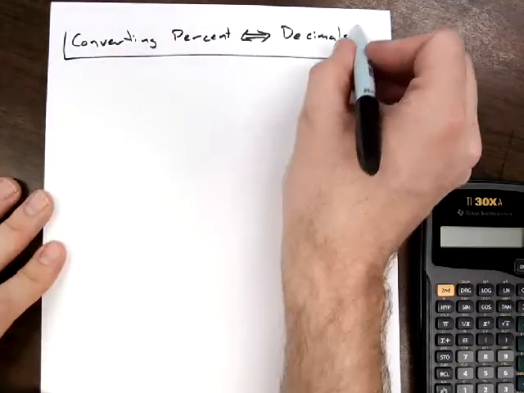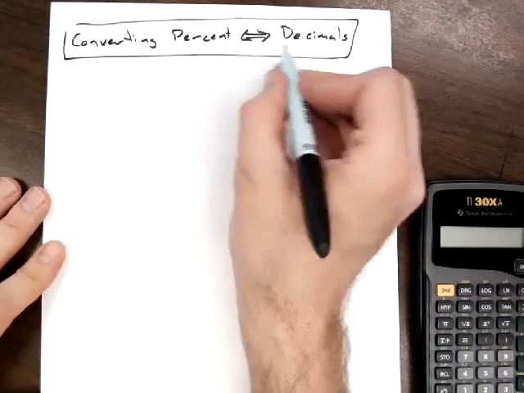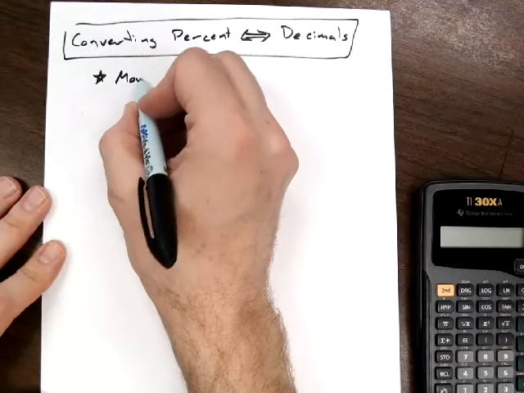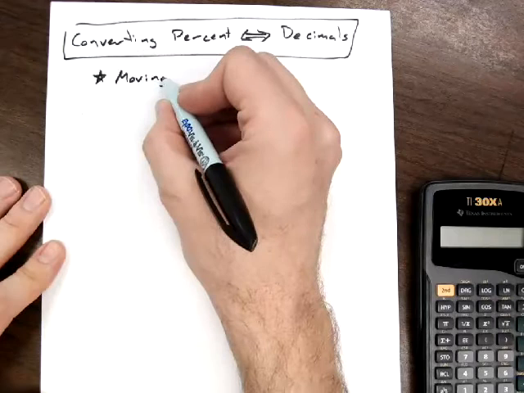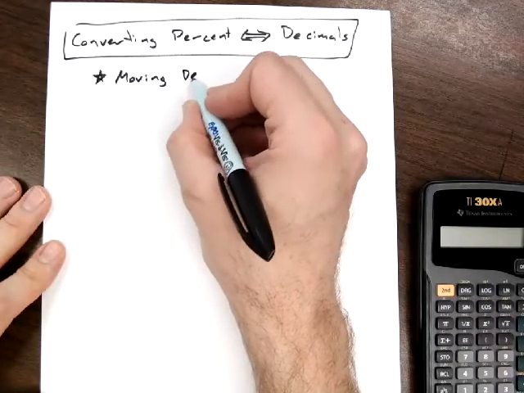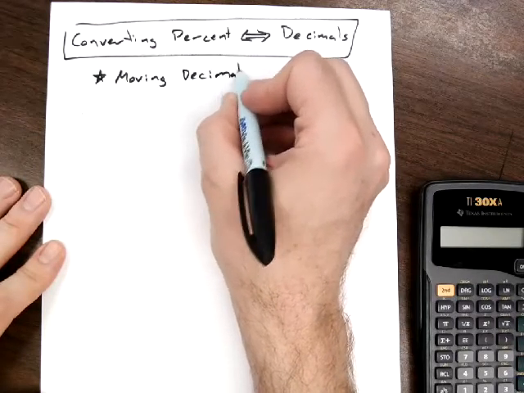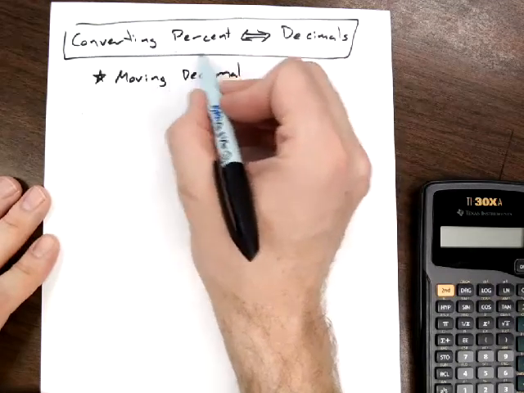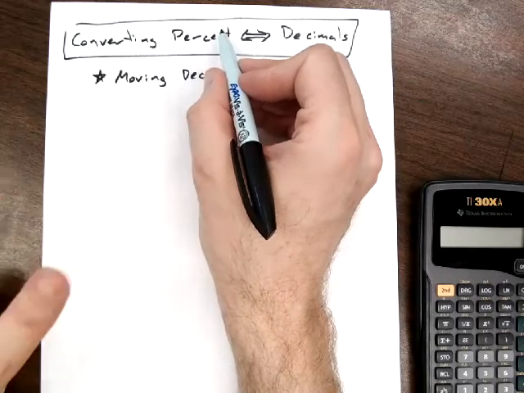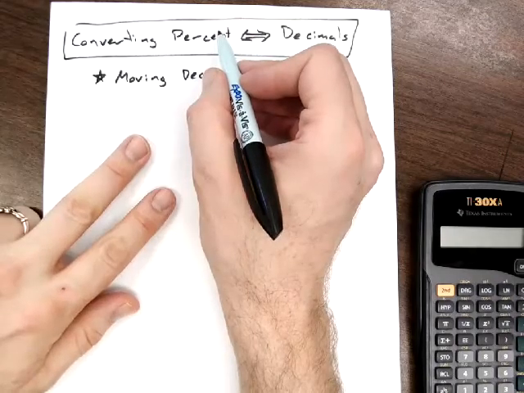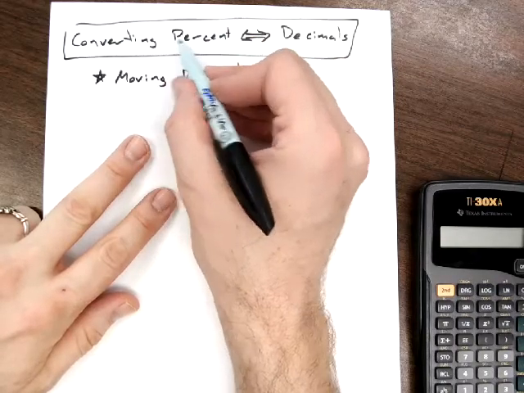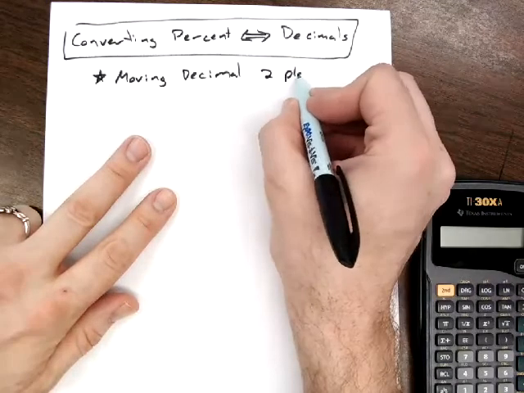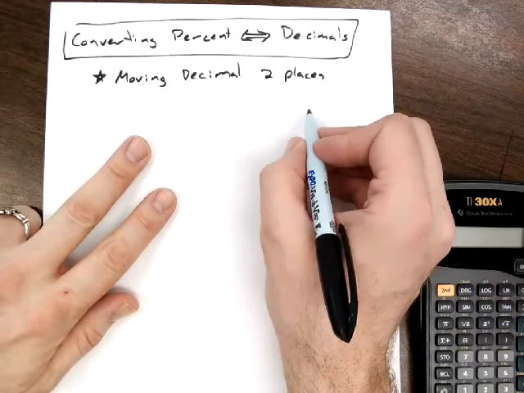So when we convert our percents to decimals, all we're going to end up doing is moving the decimal place. And furthermore, because that decimal place is going to be that power of 10, and it's always going to be 100 as a percent, we're always going to move our decimal 2 places. No more, no less.